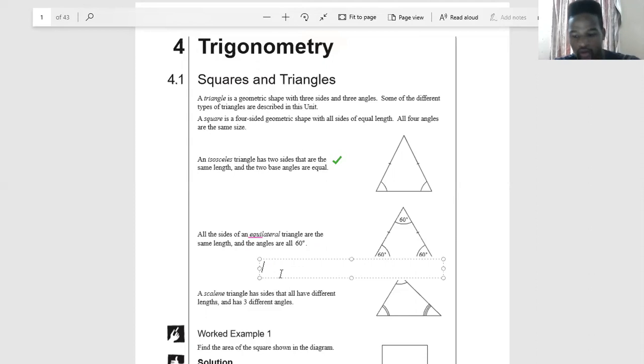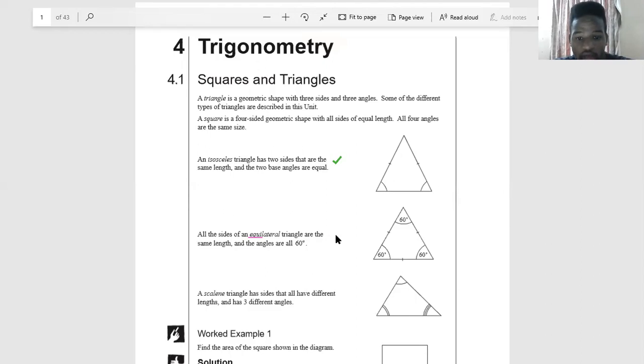So far we have our three triangles. Triangle number 1 being our isosceles, triangle number 2 being our equilateral triangle, and triangle number 3 being our scalene triangle. The property of this triangle is that it doesn't have any sides that are equal. No sides are equal, no angles are equal. We don't use this triangle most of the time, but you have to know how to identify these triangles.